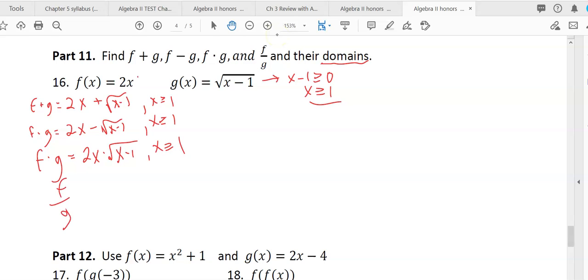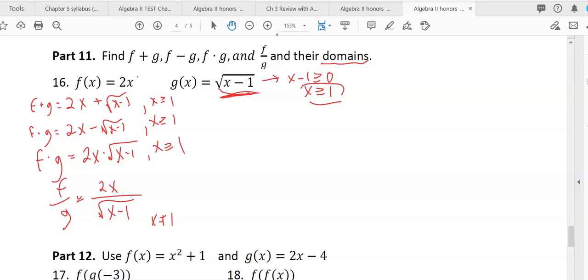So f divided by g, the actual thing of this is not bad. It's just 2x divided by the square root of x minus 1. The trouble comes into thinking about the denominator because now I have two things going on. You have a square root and you have a denominator. So what value can x be that would make the denominator 0? And you can probably see x can't be equal to a positive 1 here.